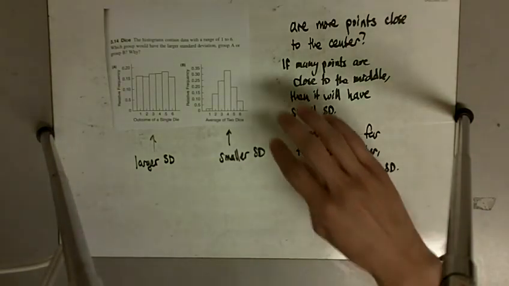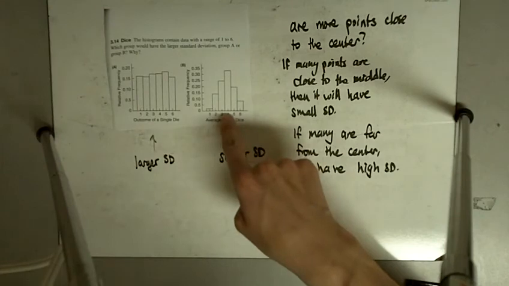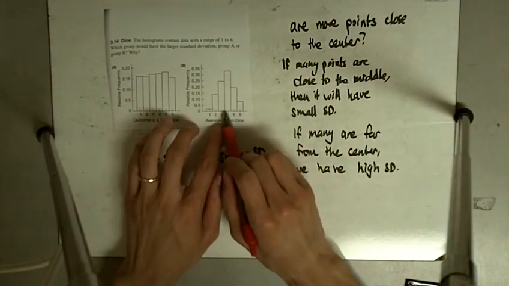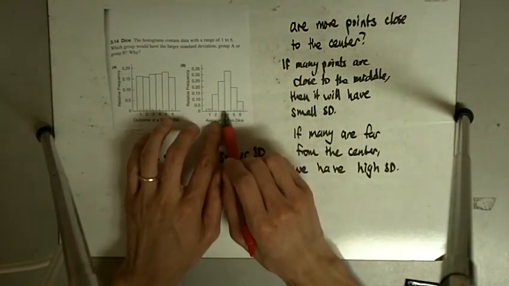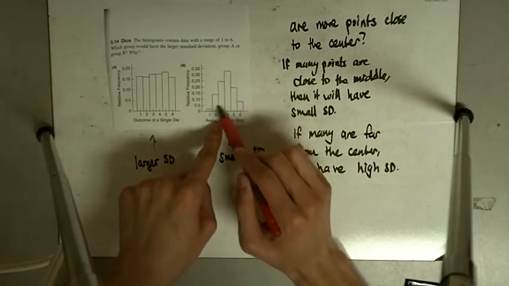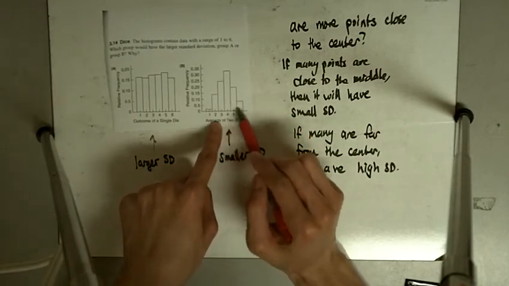And so here we see that the center is going to be, again, the balancing point is going to be around 3.5, 4, somewhere around there. That's going to be the center. And so we see most points are close to the center and few are far away.